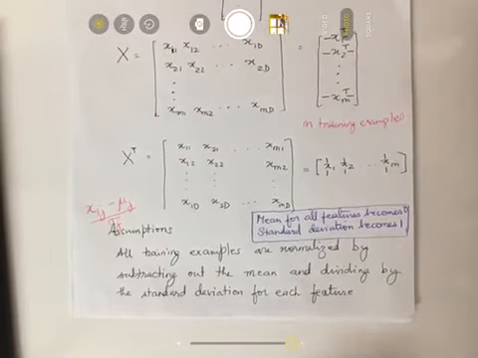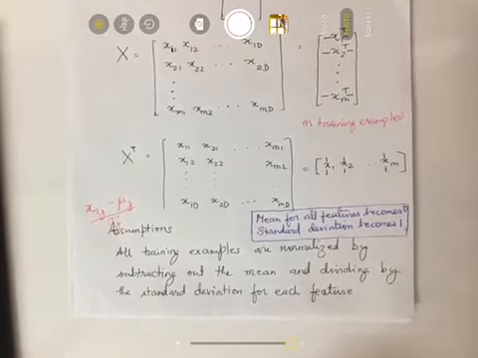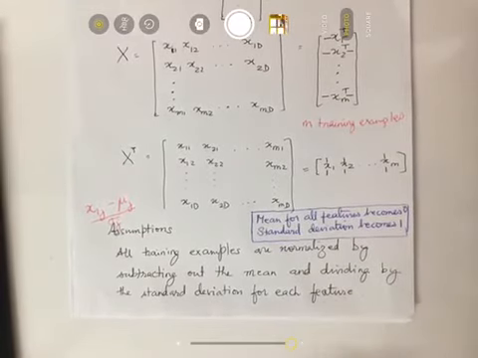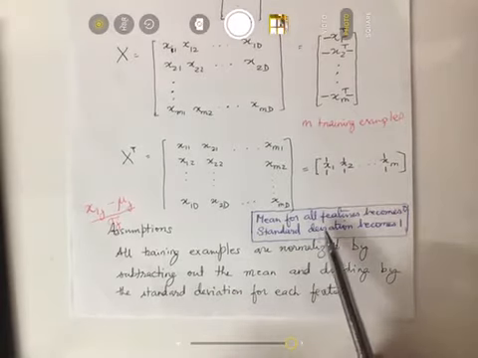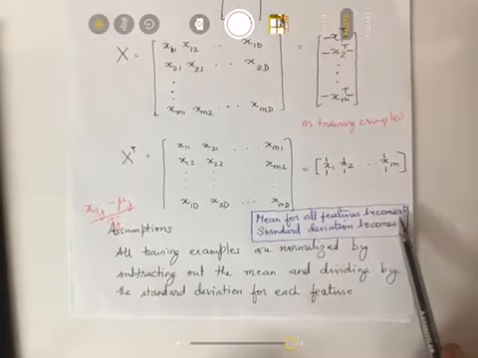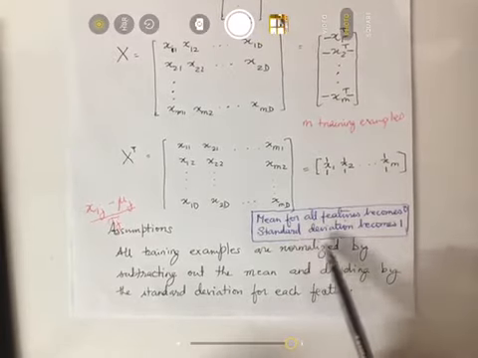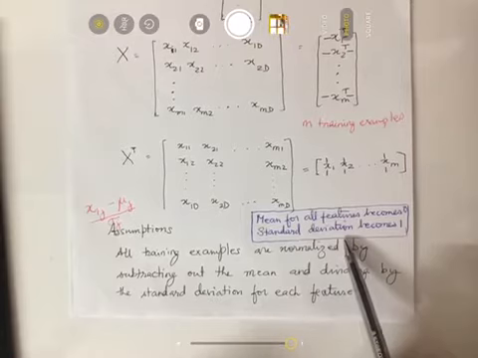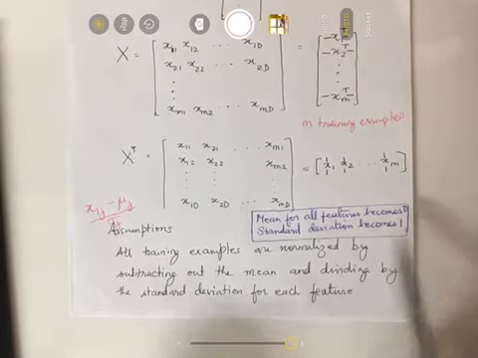So when you do this for the entire data set, for every feature and for every training example, you will find that the mean for all features becomes 0, meaning mean for all dimensions becomes 0, and the standard deviation for all the features or dimensions becomes 1.